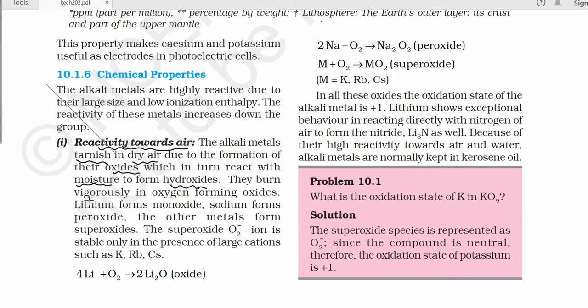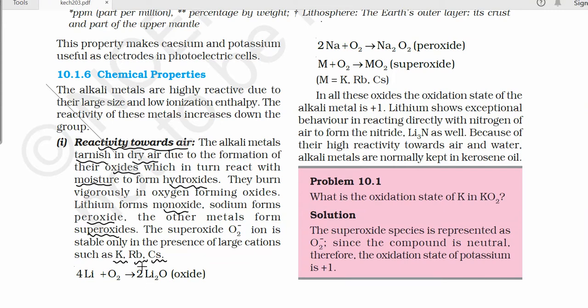They burn vigorously in oxygen, forming oxides. Lithium forms monoxide, sodium forms peroxide, and the other metals form the superoxides. What are the superoxides? The superoxides are the O2 minus ions, where each oxygen has a 1 by 2 minus oxidation state, and they are stable only in the presence of large cations such as potassium, rubidium, and cesium.